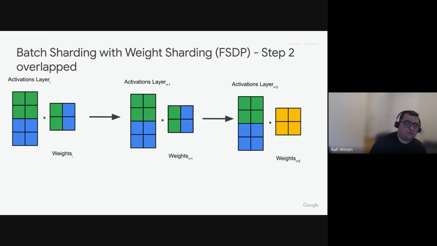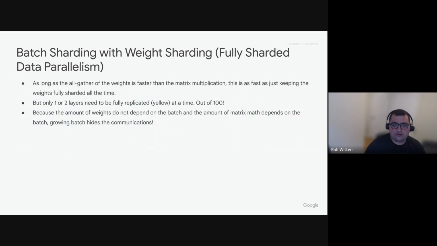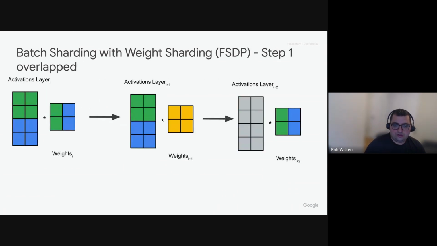Awesome. All right, so that's the key, magical advantage: only one or two layers need to be fully replicated, so yellow, at a time. And as long as we are able to do the unsharding, the transition from green and blue to yellow, faster than we can do the matrix math, we can fully hide that overlapping unsharding, and therefore we can run as fast as the matrix math.